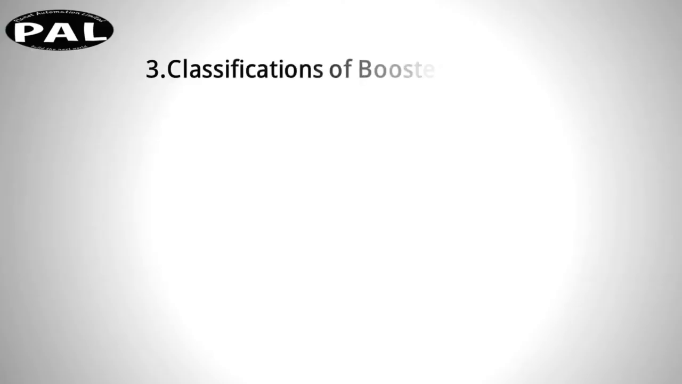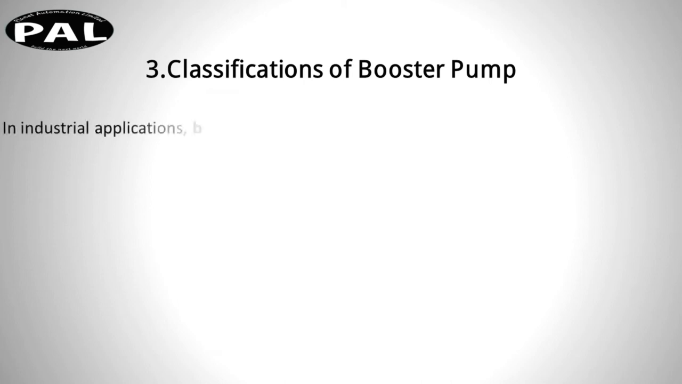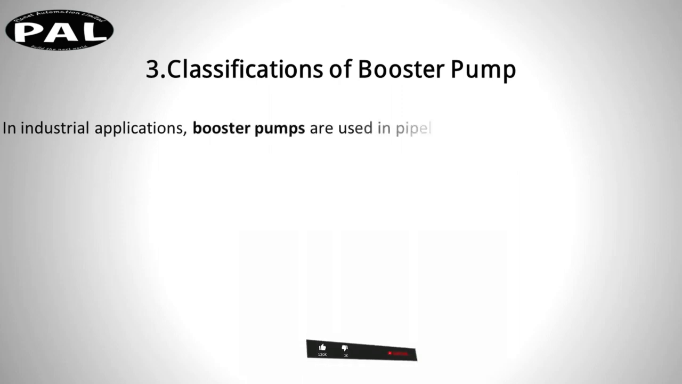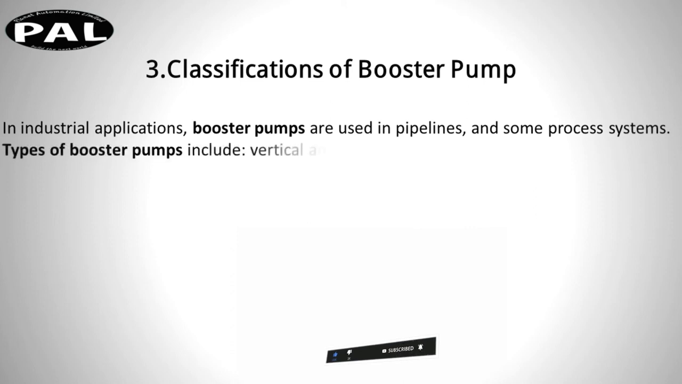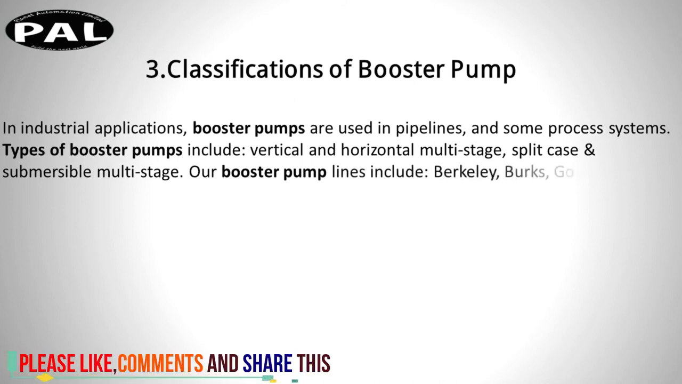So friends, now I will discuss classifications of booster pumps. This is the most important thing when we control any kind of booster pump. First, we want to know how many booster pumps we implement in any kind of practical sector. It's very important. In industrial applications, booster pumps are used in pipelines and some process systems. Types of booster pumps include vertical and horizontal multi-stage, split case and submersible multi-stage. Our booster pump lines include Berkeley, Barks, Grundfos, Fry's pump and Steroids.